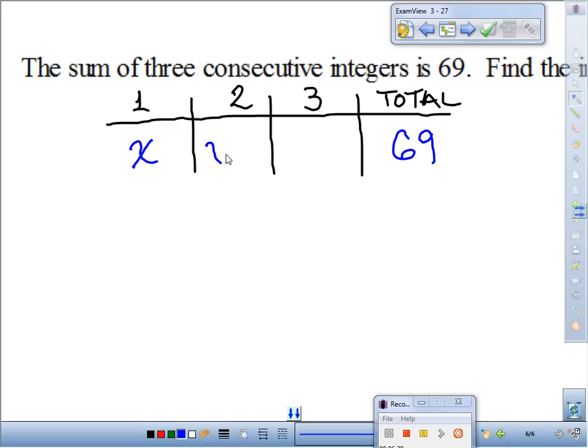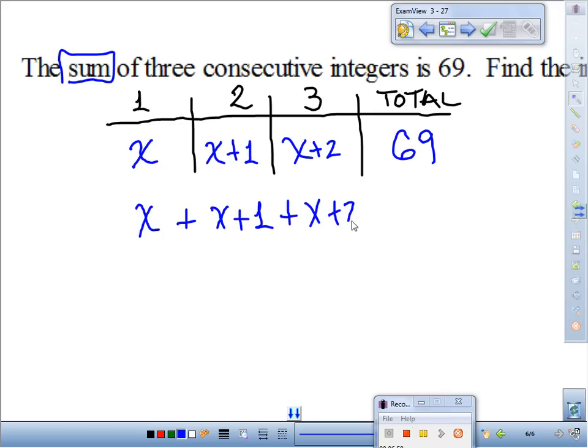X what? X plus 1. What do we write here? X plus 2. That's how we write our consecutives. So now, it says the sum. What does that mean? You add all of them. So therefore, let's write it out. X plus 1 plus X plus 2 equals 69.